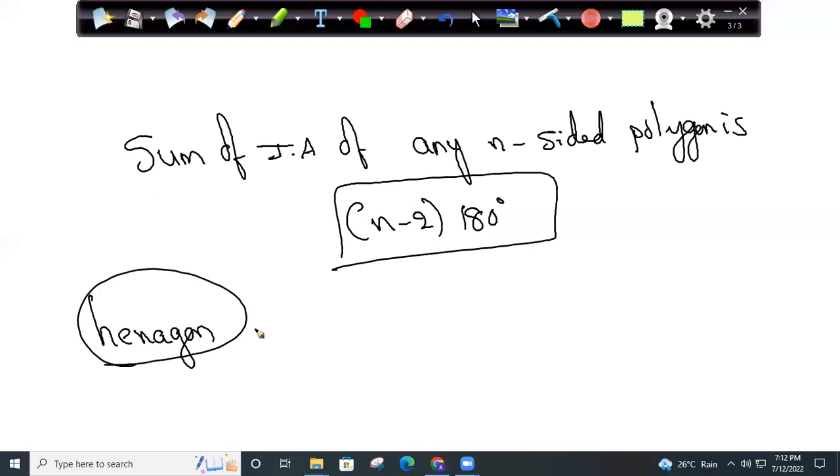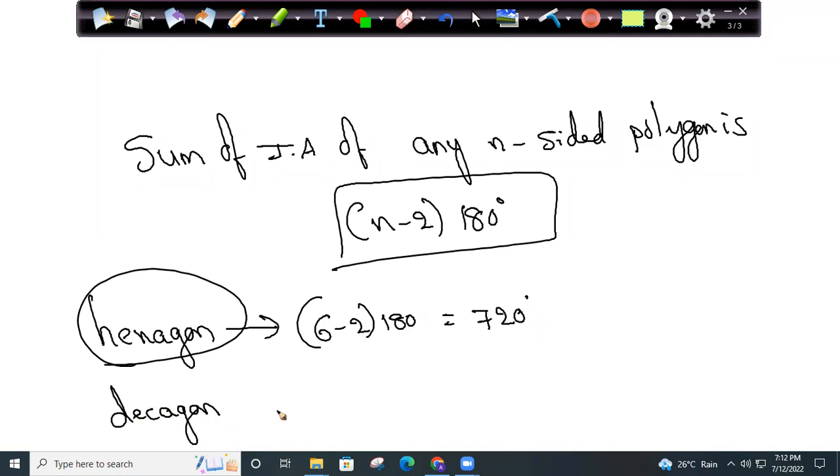What is the meaning of a hexagon? A 6-sided polygon. So if I have a 6-sided polygon, 6 minus 2 into 180, which is 4 into 180, which is 720 degrees. If I have a decagon, what is the meaning of decagon?